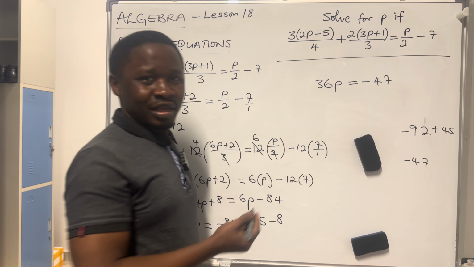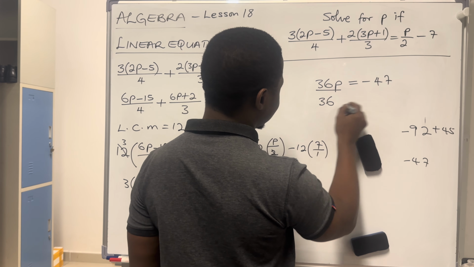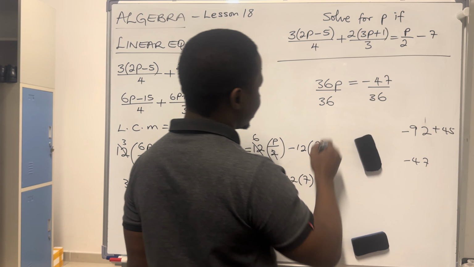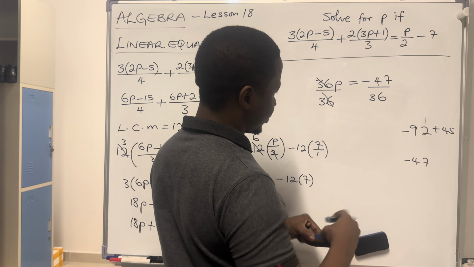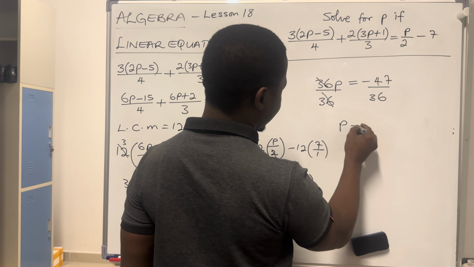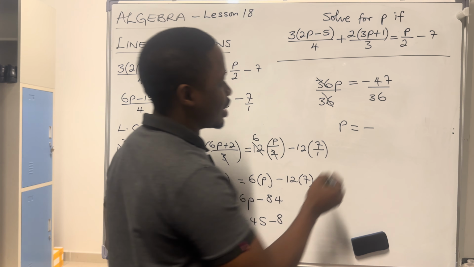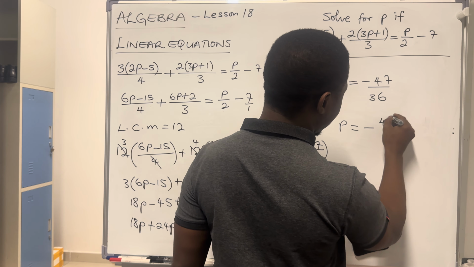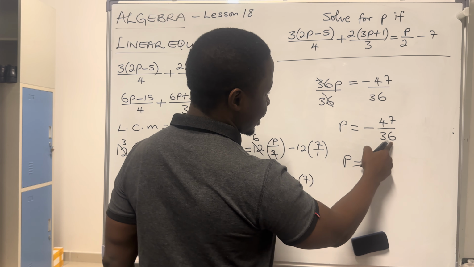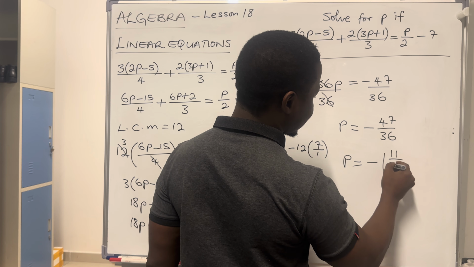So, but we need P. If we need P, what is in front of P? Is 36. So we divide both sides by 36. So this takes away this. So here it means P. Minus divided by plus is minus. 47 is a prime number, so we cannot have any number that can go into it other than 1 without a remainder. So P is minus 47 over 36. Unless you want a mixed fraction: 36 into 47 is 1, remainder 11 over 36.